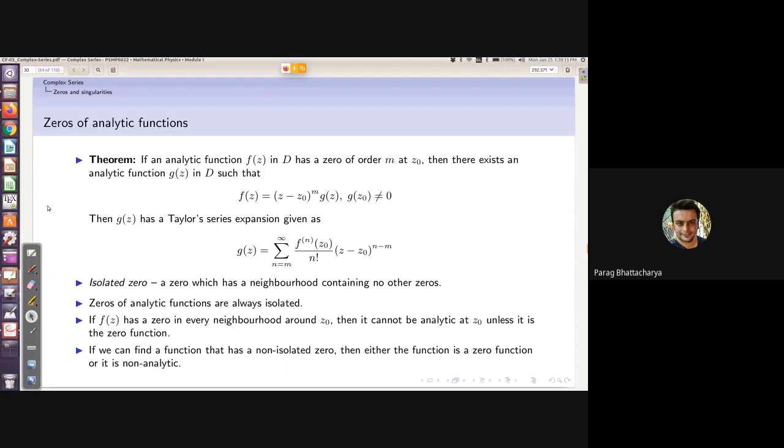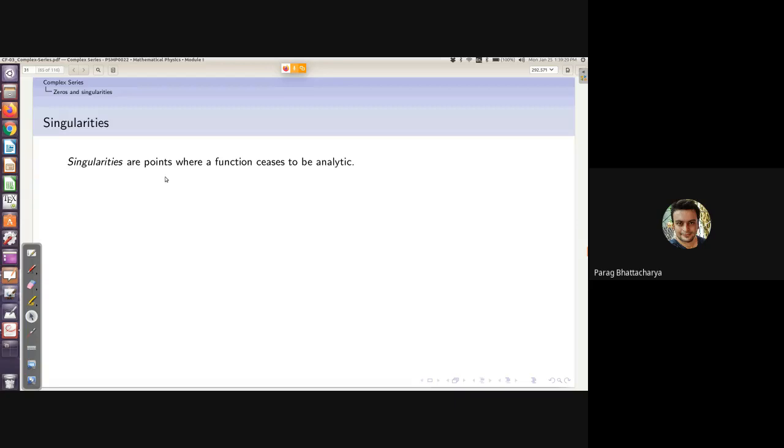Then we have singularities. Let me just continue from here. Singularities are points where the function ceases to be analytic, points where the function no longer remains analytic. So there are different types of singularities.